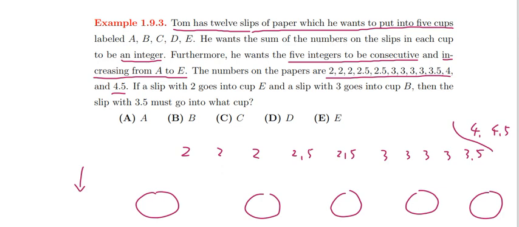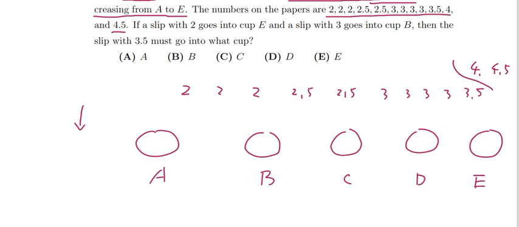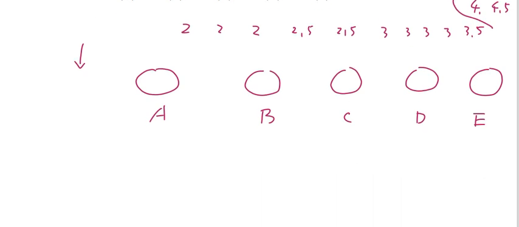So here the keyword is consecutive. What does consecutive mean? Those numbers could be like 3, 4, 5, 6, 7, or like 5, 6, 7, 8, 9. So which kind of 5 consecutive numbers do we have?